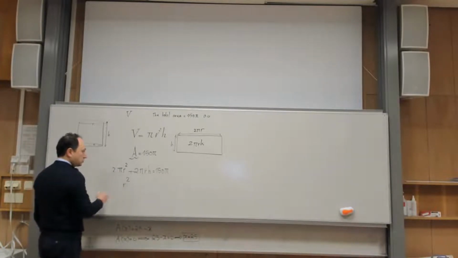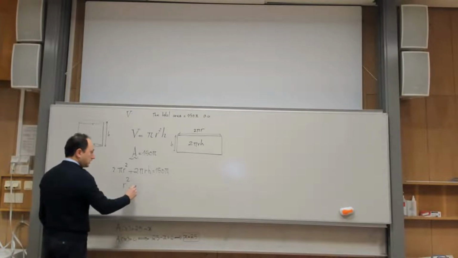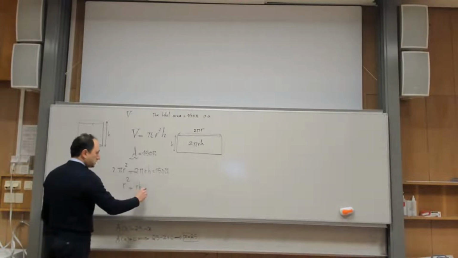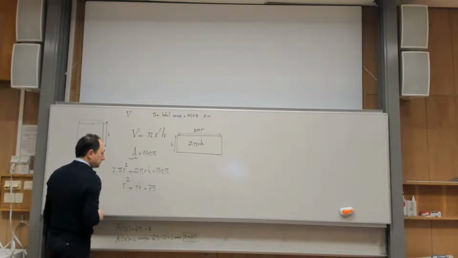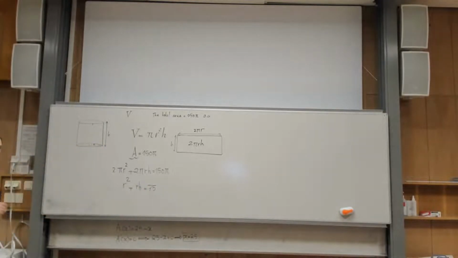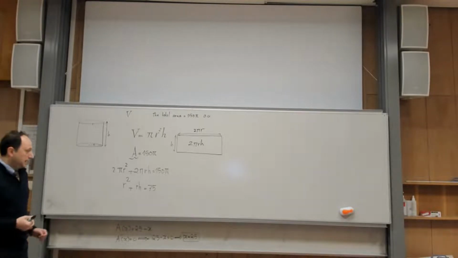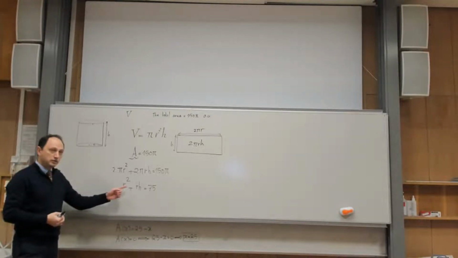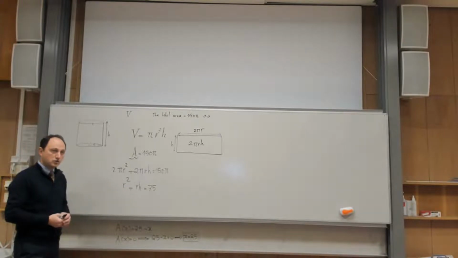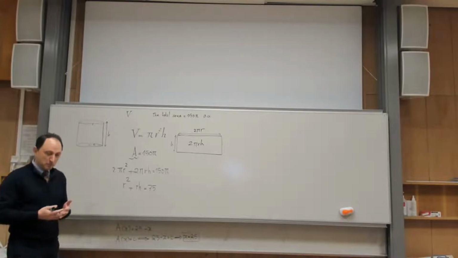So this becomes r squared. This becomes r times h. This becomes 75. I divided everything by 2 pi. I wanted to make it simpler. But now look, I have 2 options. Either eliminate r in favor of h or h in favor of r. Yes? Which one is practically better?